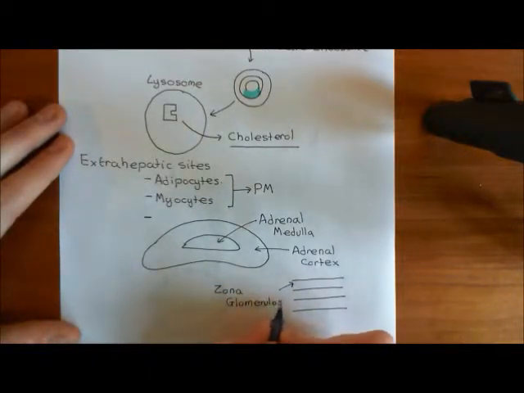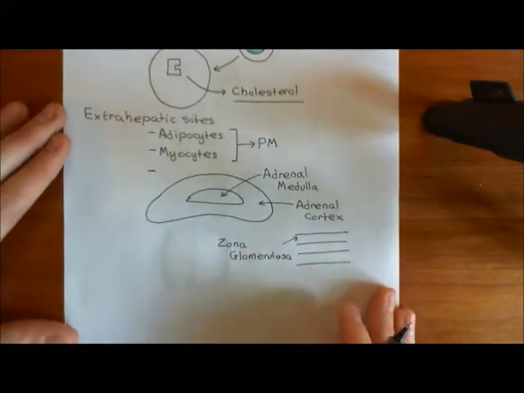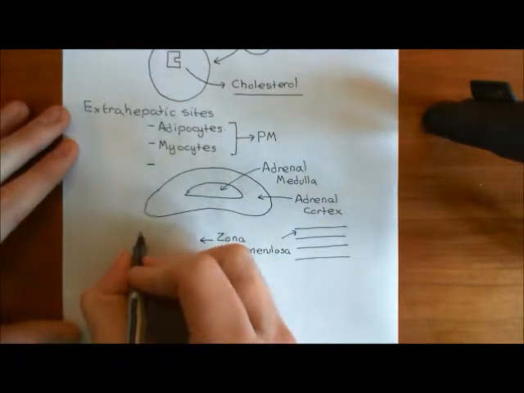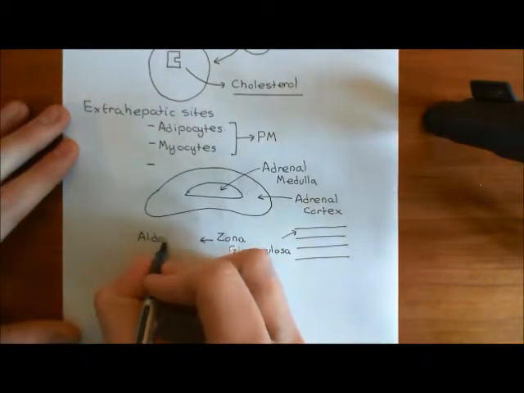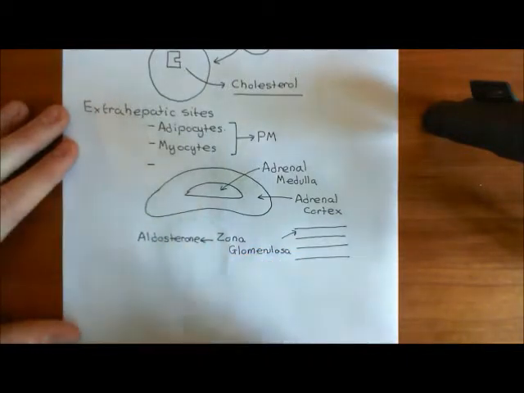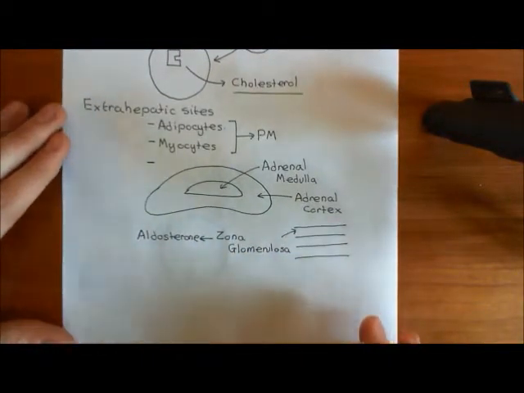Okay, and basically this is responsible for the production of the mineralocorticoid aldosterone. So this produces aldosterone, which plays a crucial portion in the renin-angiotensin-aldosterone system.